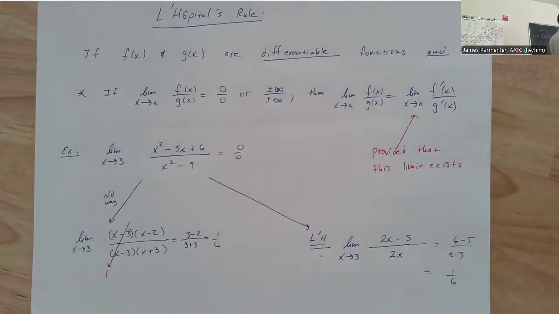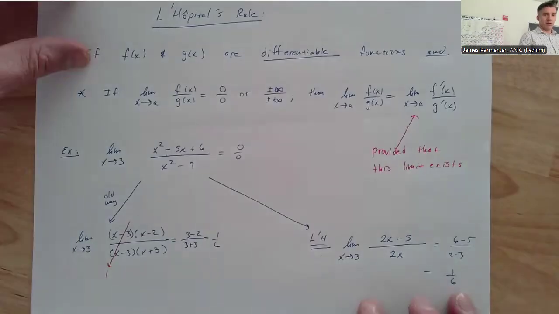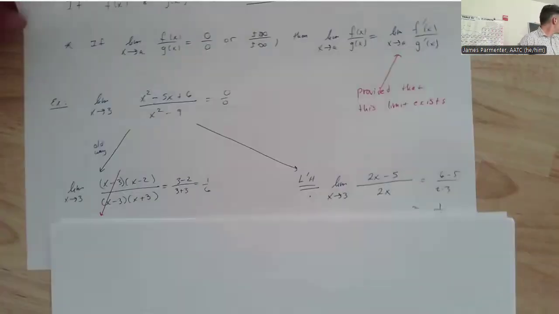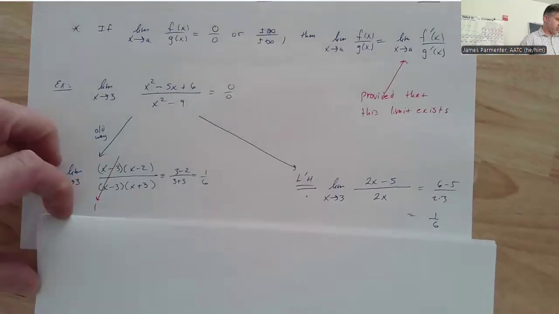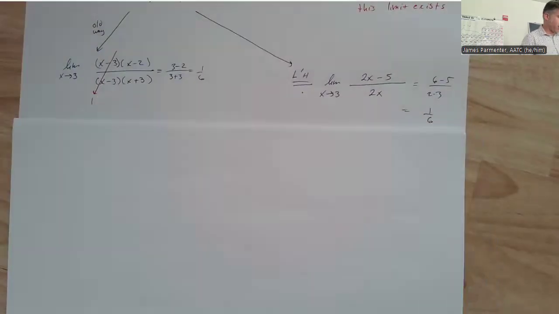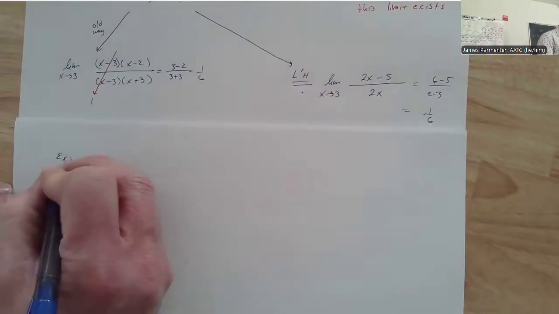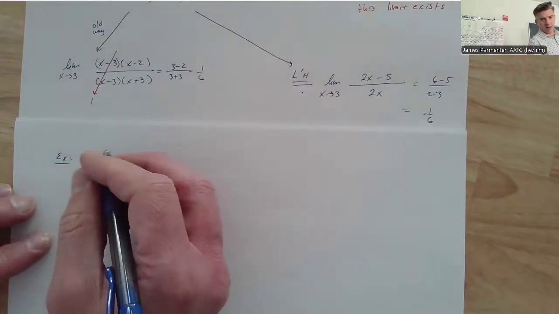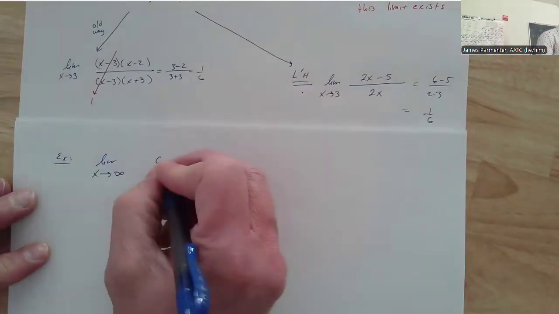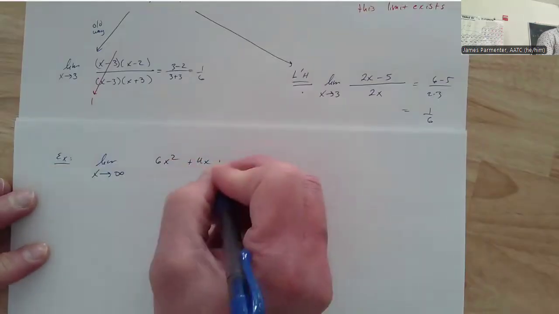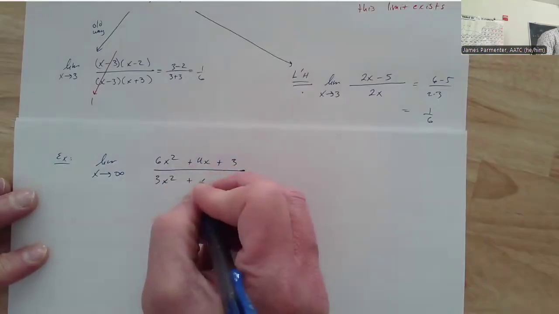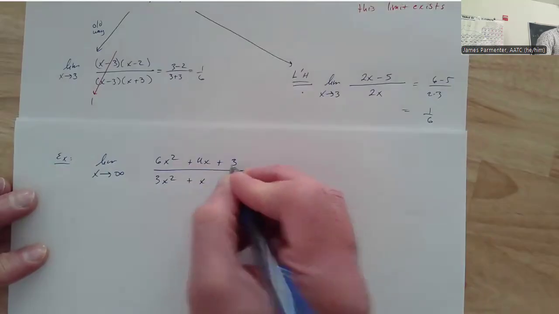Great, we should. Let's look at another example of something we already knew how to do. Let's try the limit as x approaches infinity of 6x squared plus 4x plus 3 over 3x squared plus x plus 5.